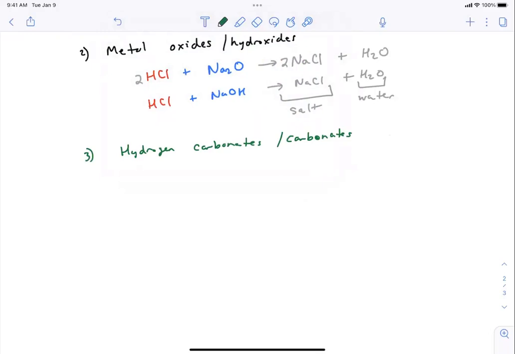With this, it is still kind of the same reaction as metal oxides and hydroxides, but you get slightly different products. And you do need to separate these products apart or you won't get full credit. So HCl reacts with both. And a hydrogen carbonate is something like a salt with HCO3 minus in it. That's one of the polyatomics you have to know. Carbonate is also a polyatomic you need to know, CO3 2 minus.